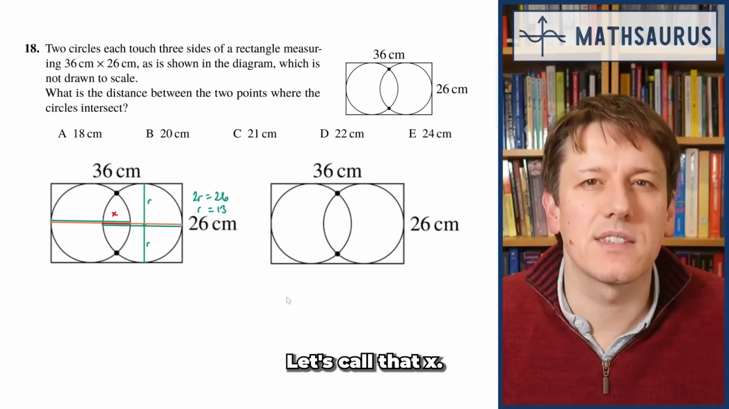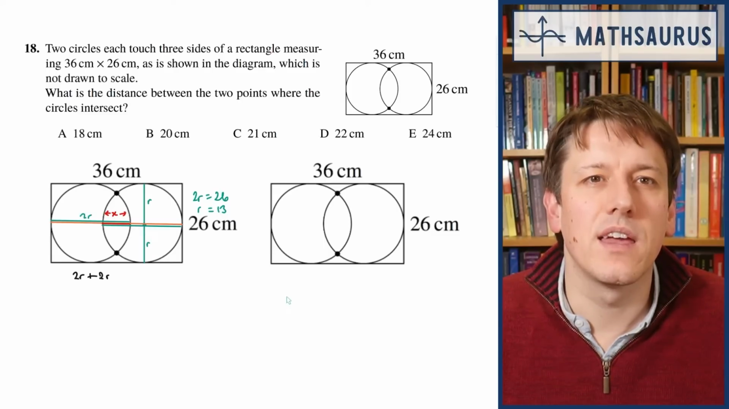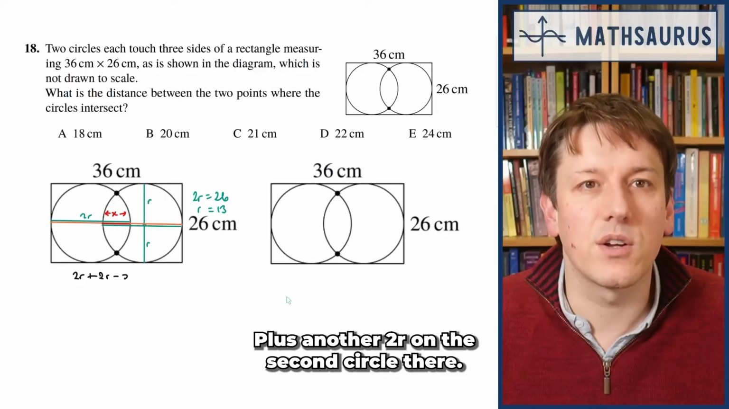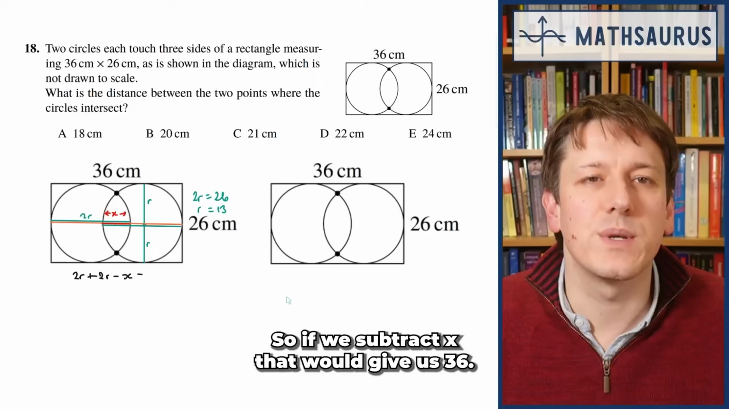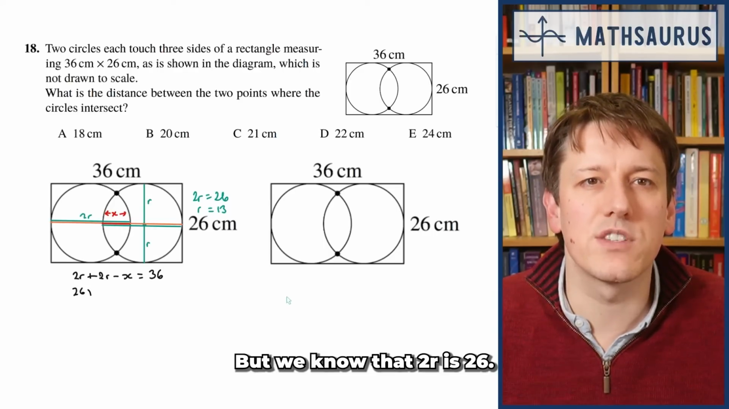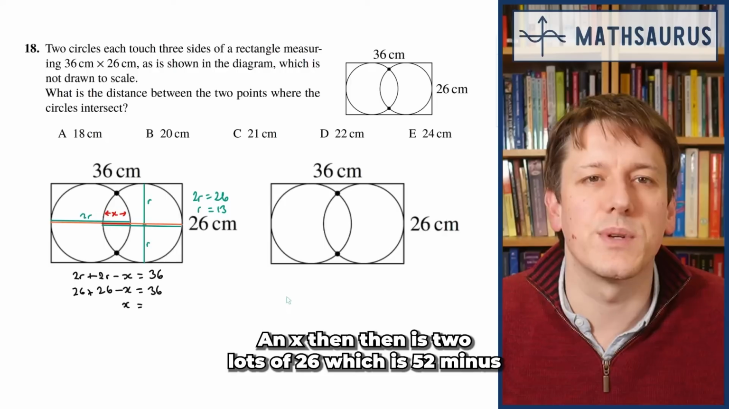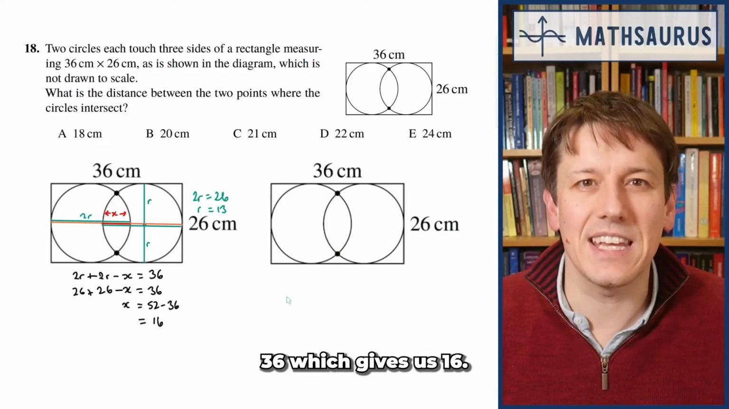Let's call that x. So what we'd have then is 2r here plus another 2r on the second circle there. That overcounts the distance horizontally by x, so if we subtract x, that would give us 36. But we know that 2r is 26, so this is 26 plus 26 minus x equals 36, and x then is two lots of 26, which is 52, minus 36, which gives us 16.